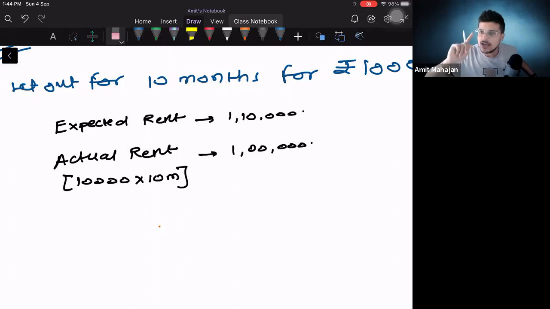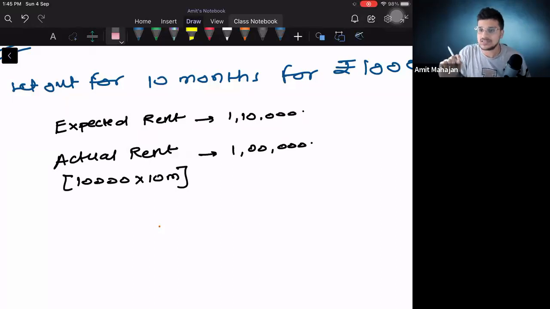Perfect. Now, if you use the earlier formula, what was the formula? Expected rent or actual rent, whichever is higher. But in this situation, we will not consider whichever is higher here. Why? Because my property was vacant for part of the year. So what am I telling to the government? I'm telling the government, see, you have to first understand why we were considering expected rent.